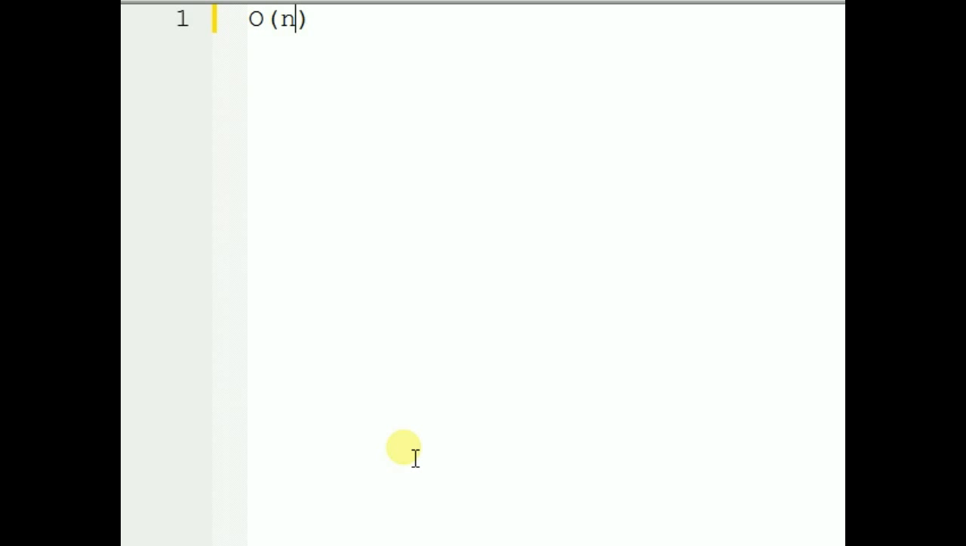Merge sort, insertion sort and quick sort are comparison based sorting algorithms, but this one is not a comparison based sorting algorithm, and hence it has a good time complexity.